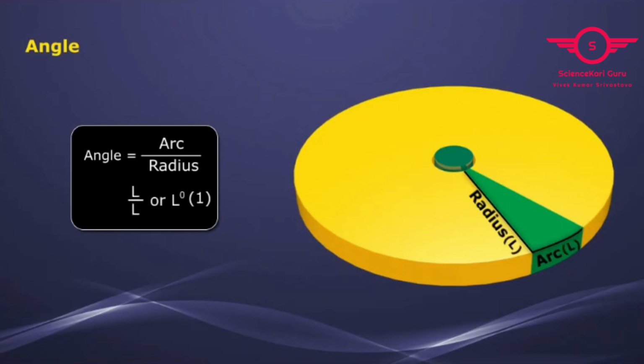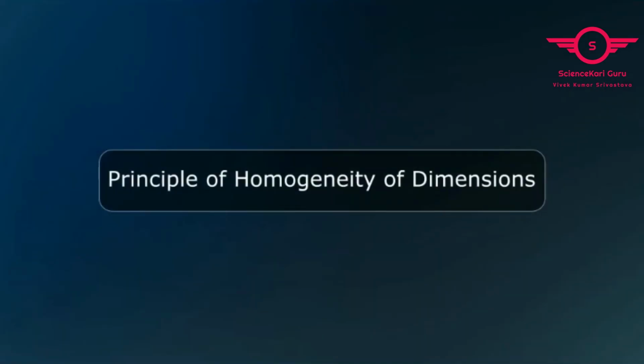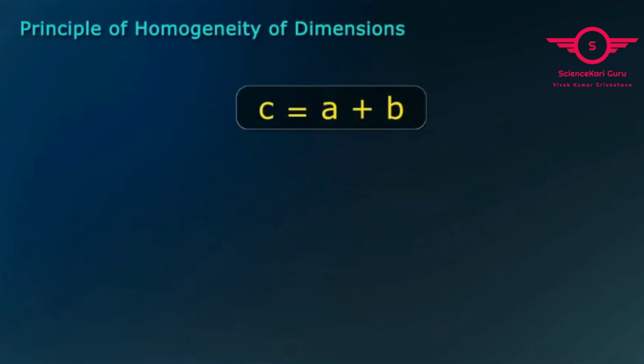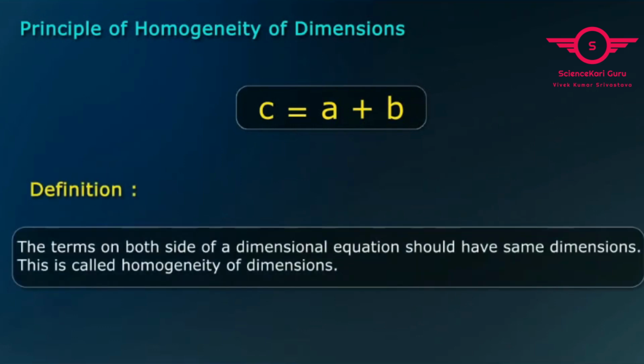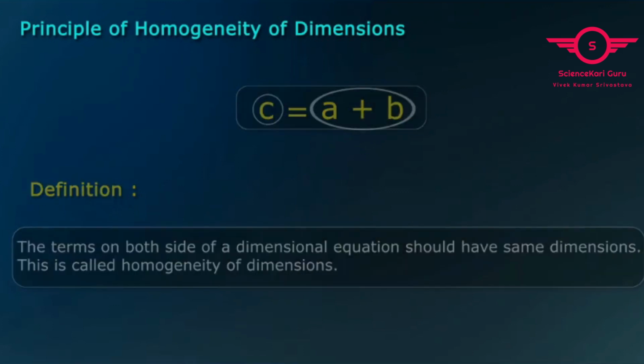Dimensions are L by L or principle of homogeneity of dimensions. In this module, we discuss about principle of homogeneity of dimensions. Let us consider a dimensional equation C is equal to A plus B. The terms on both sides of a dimensional equation should have same dimensions. This is called homogeneity of dimensions.